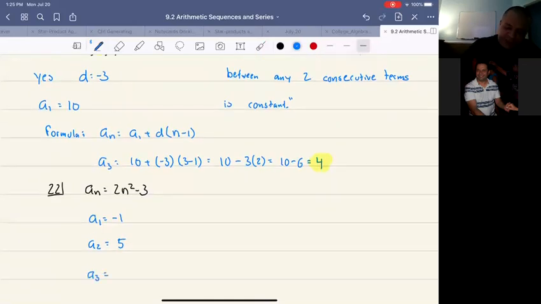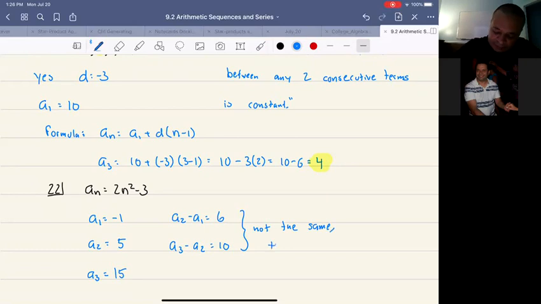A sub 3, 2 times now 9 is 18, minus 3 is 15. So a sub 2 minus a sub 1 is 6, and a sub 3 minus a sub 2 is 10. Since these are not the same, the sequence is not arithmetic.